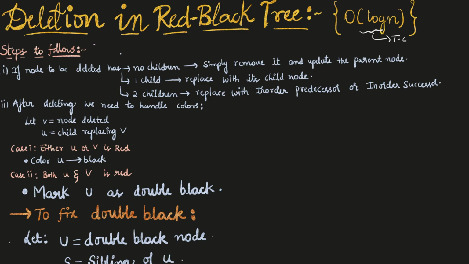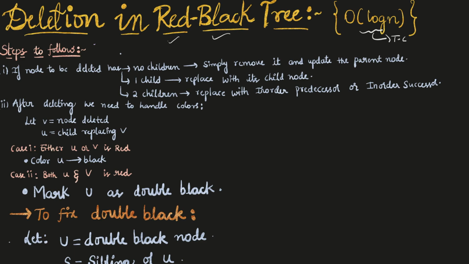Now after deletion, what is left over? We need to handle the colors, because in a normal BST we don't have colors, but here there are two different types of colors, red and black. So that's the reason we also need to handle the colors.